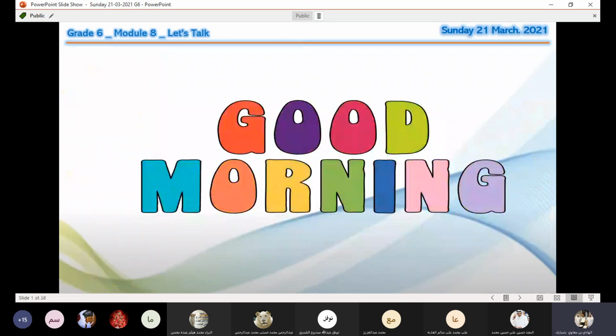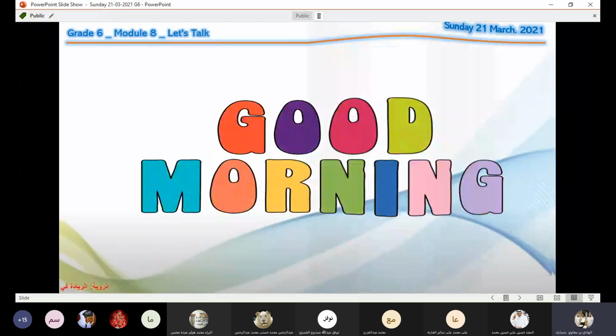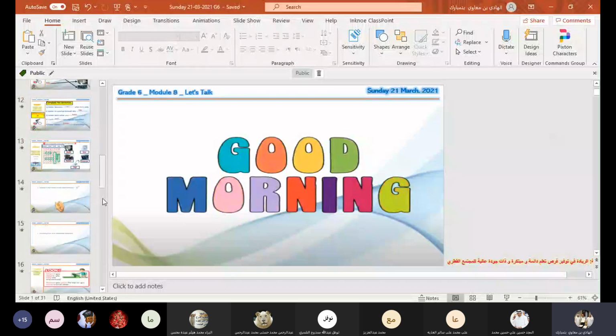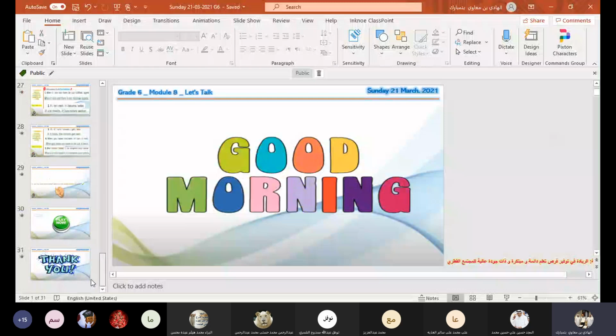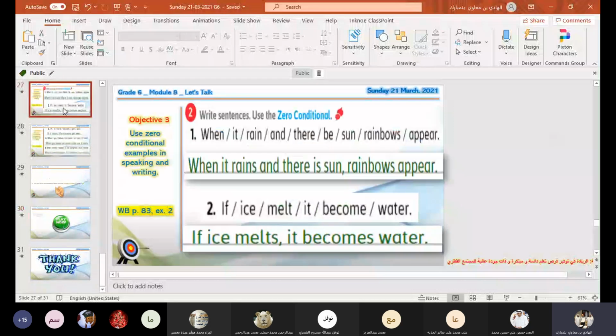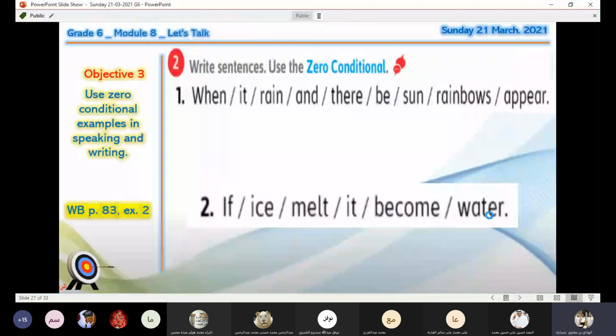Very good. Okay, so these are examples, guys, of the zero conditional. I want you to write some sentences using the zero conditional type. So write sentences, use the zero conditional. This is workbook page 83, my friends.